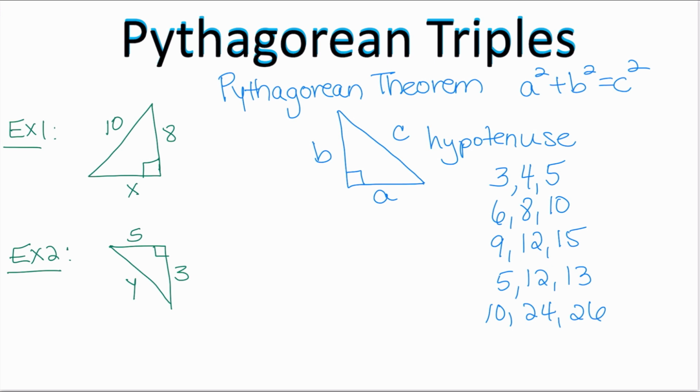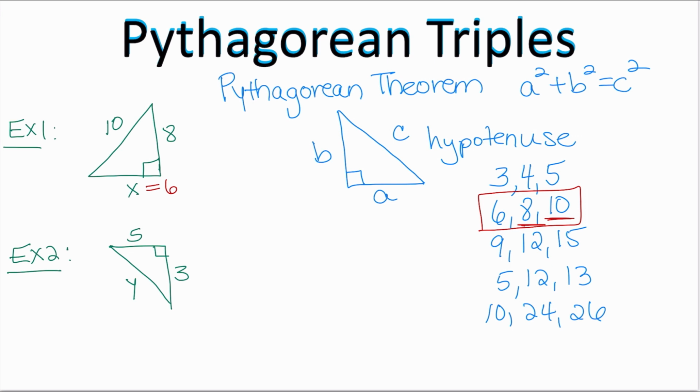Let's take a look at the examples in green on the left-hand side of your screen. In example number 1, we have a right triangle. So yes, we can go ahead and apply the Pythagorean theorem to this problem. Now we notice that the hypotenuse, which is the longest side, is 10, and one of the side lengths is 8. So this is in fact a Pythagorean triple, and that means that x will be 6.